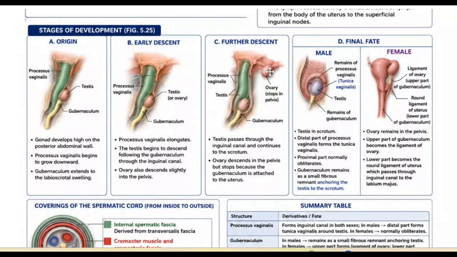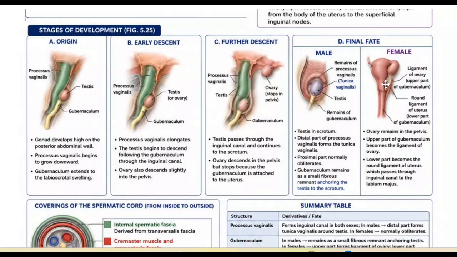Now what is the final fate? In males, the testes finally reach the scrotum, which is their final position, and the distal processus vaginalis becomes the tunica vaginalis. After obliteration, the part that remains is called the tunica vaginalis, and the proximal processus vaginalis normally obliterates. The gubernaculum remains as a small fibrous remnant anchoring the testes to the scrotum. That is showing the remains of the gubernaculum.